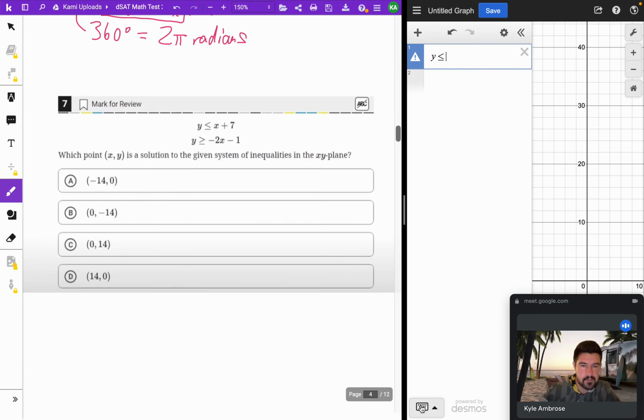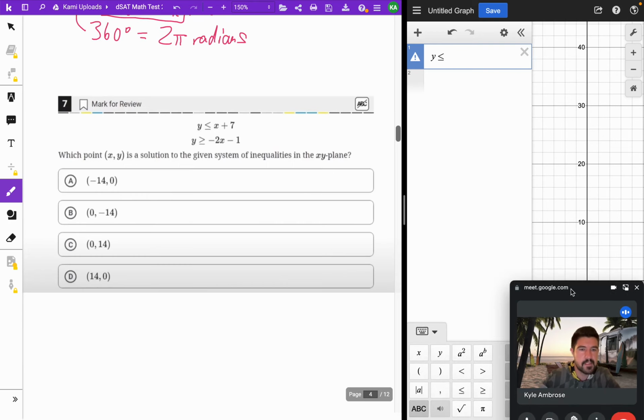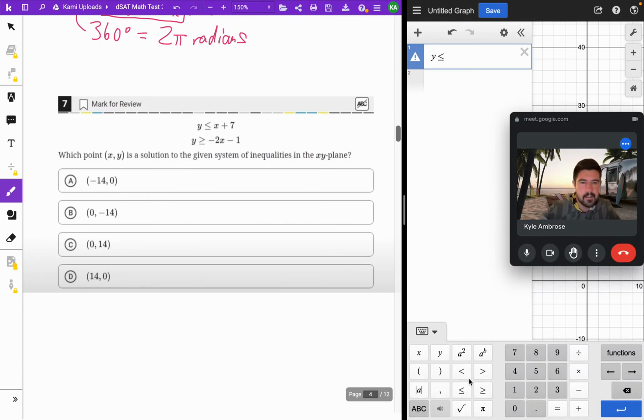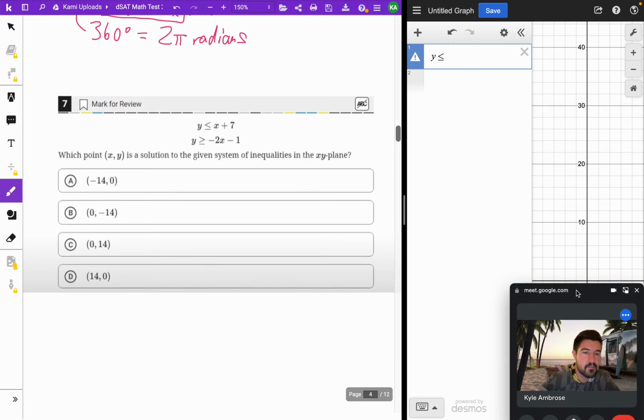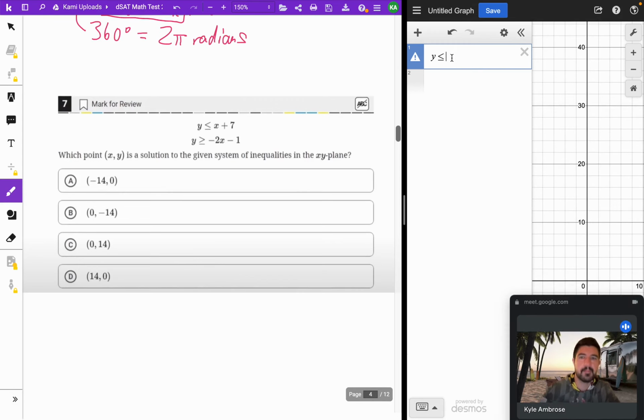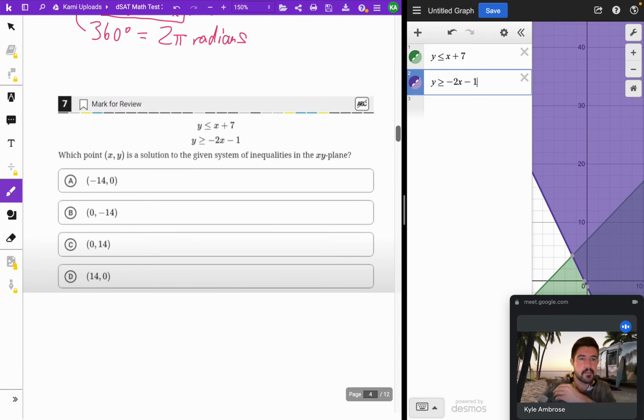Or there's this little thing down here in Desmos. I'll move myself. And you could see the symbol there. You could use that like a keyboard in Desmos. But I like using my keyboard, so I'm going to just type it. X plus 7, that's the first one. Y is greater than or equal to negative 2x minus 1.